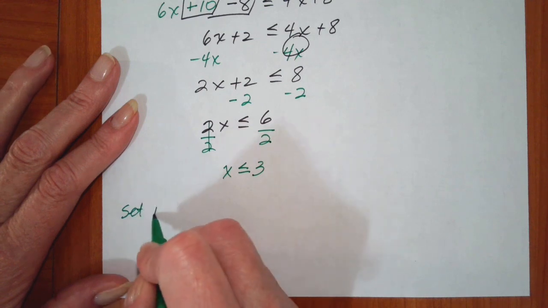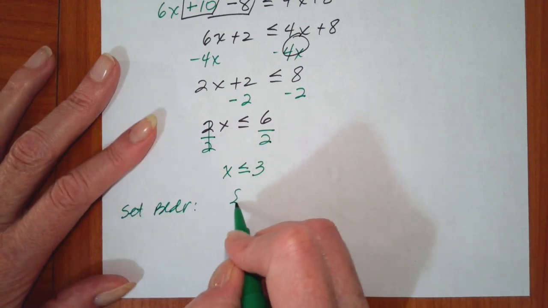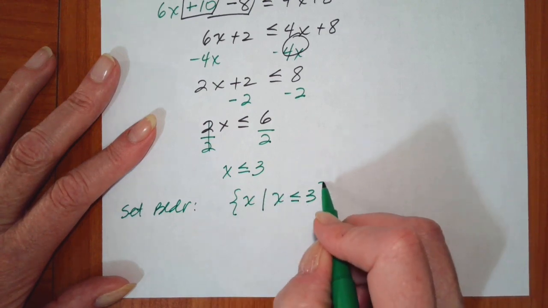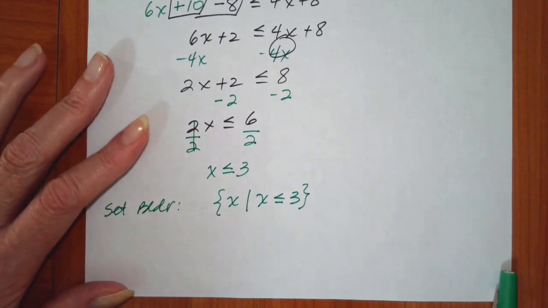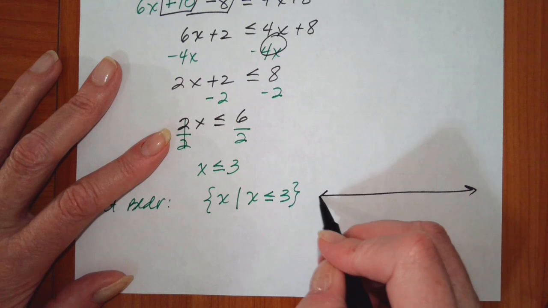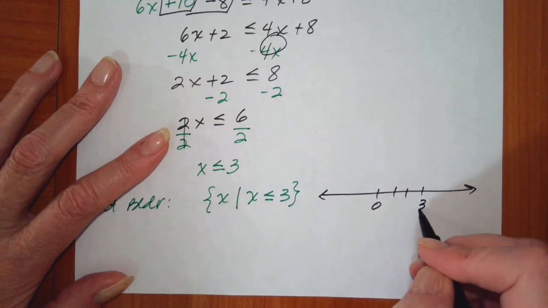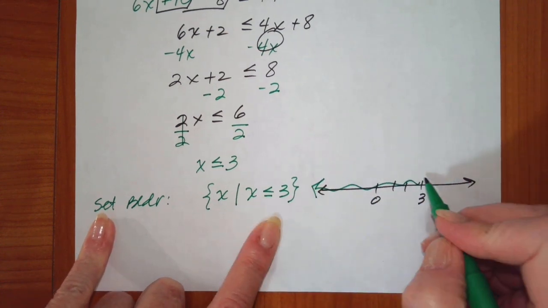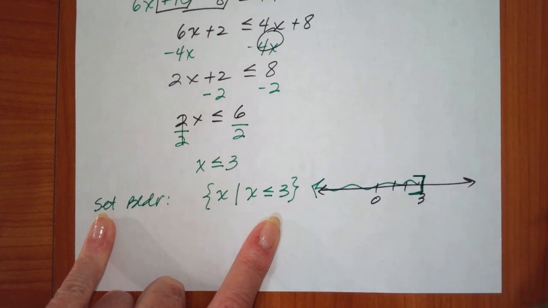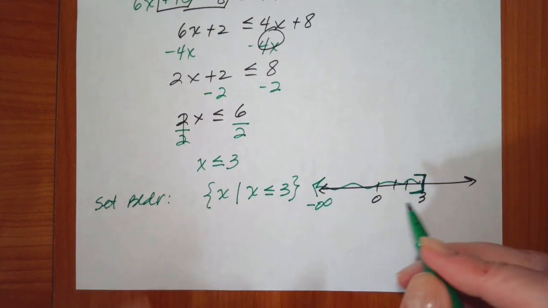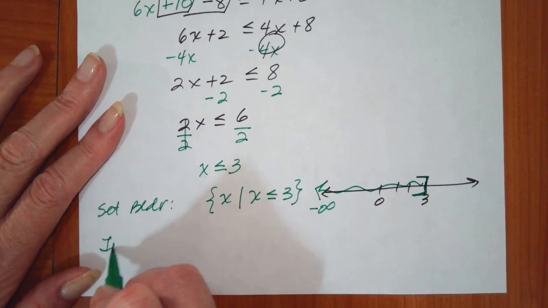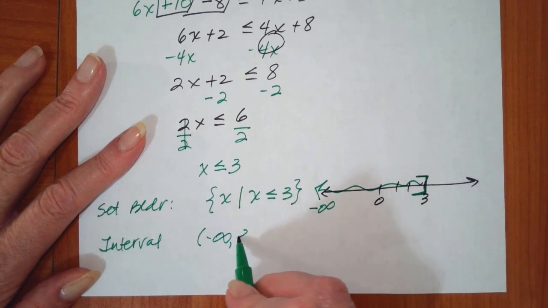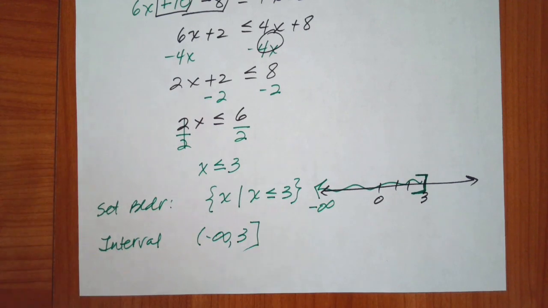So in set builder, I have the set of x such that x is less than or equal to 3. On my graph, everything less than 3 is to the left. It includes the 3, so it gets a bracket. And this, of course, goes to negative infinity. So my interval notation goes from negative infinity to 3, and it has a bracket.